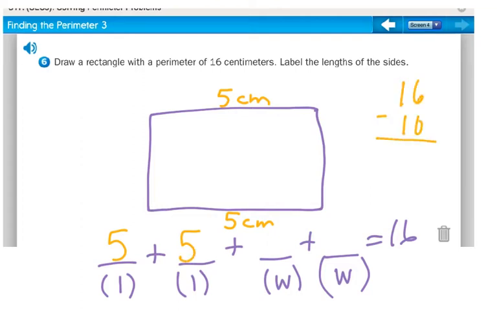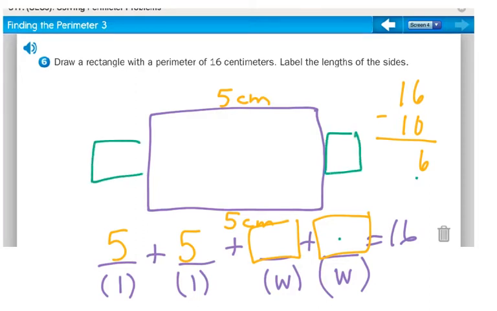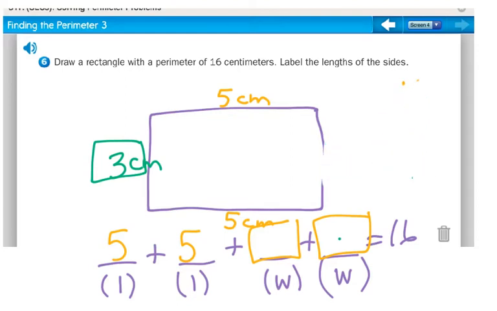If I subtract that from the total perimeter, I'm left with these two numbers equal 6. What two numbers added together that are the same, because these sides have to be the same, would equal 6? Well, let's take 6 and divide it in half. 6 divided by 2 is 3. So these sides must be 3 centimeters. Is there another way to do it? Absolutely. Now, let me go ahead and erase this.